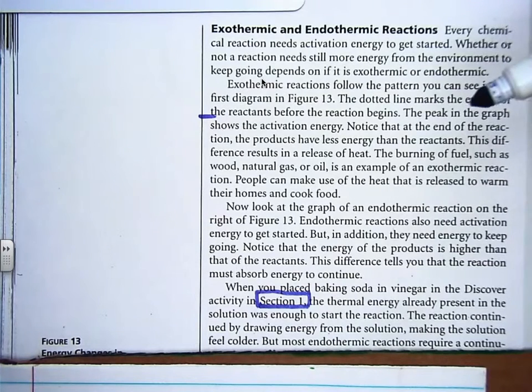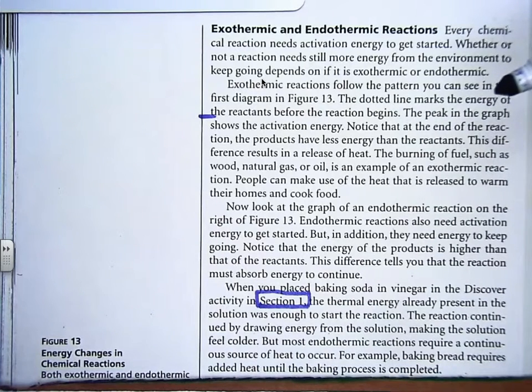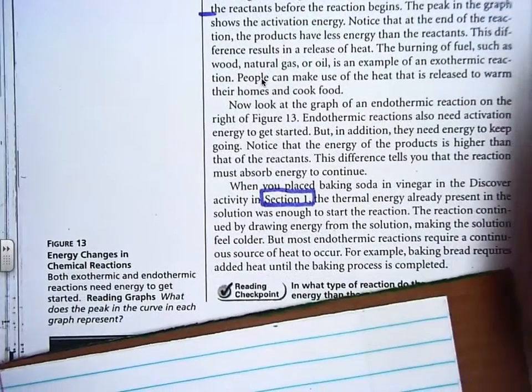But most endothermic reactions require a continuous source of heat to occur. For example, baking bread requires added heat until the baking process is completed. Oh, that makes sense, I guess. And so that's why things bake if they're hot and don't bake if they don't.